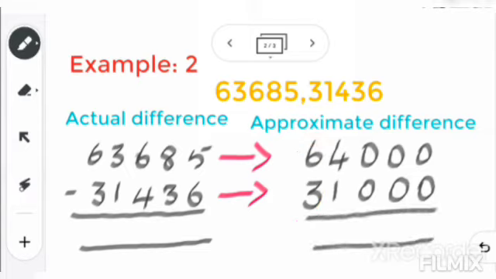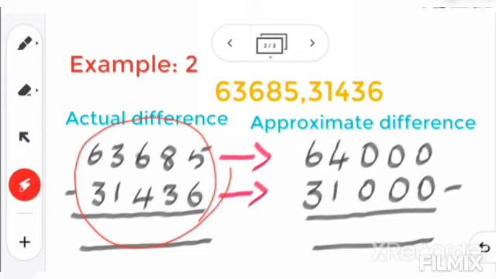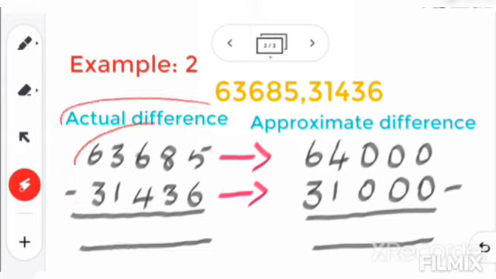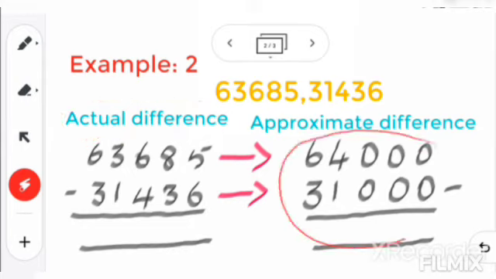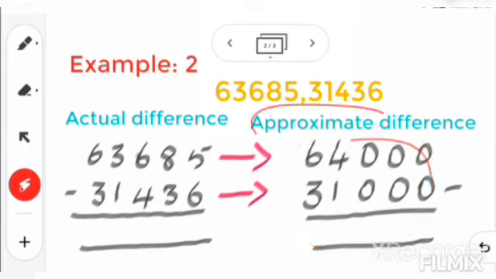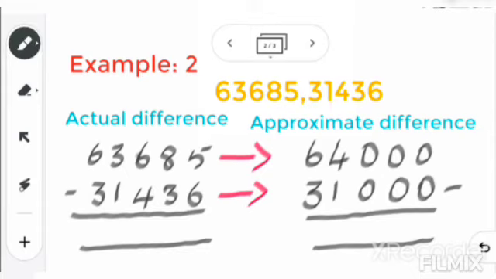Okay, so now we have rounded off to the nearest thousand. Now we will find the actual and approximate difference. This is the actual number, so if you find the difference here, that will be the actual difference. And these are the rounded off numbers, the approximated numbers. If you find the difference here, that will be called the approximate difference. So let's first find the actual difference.